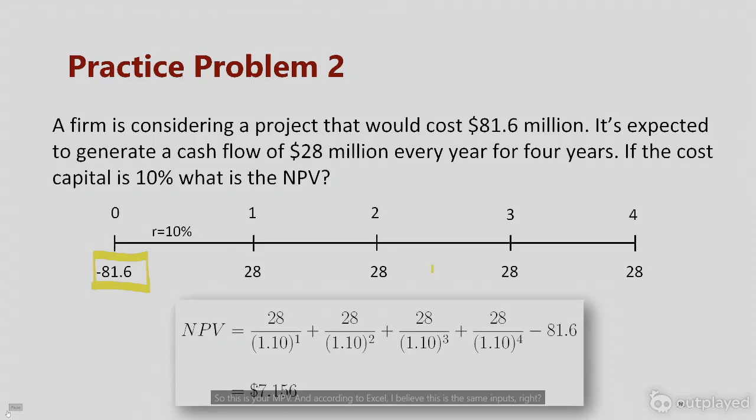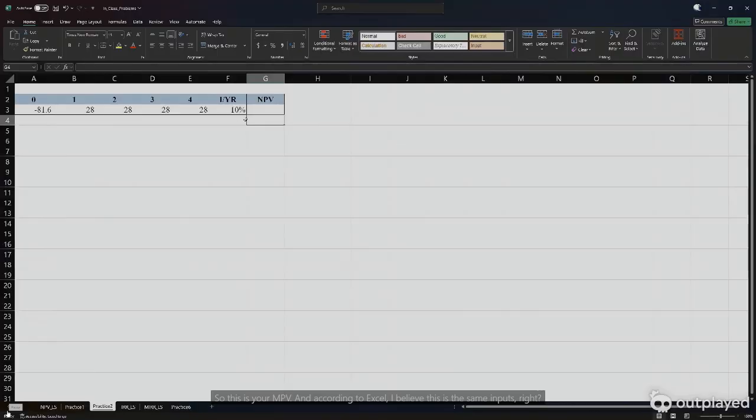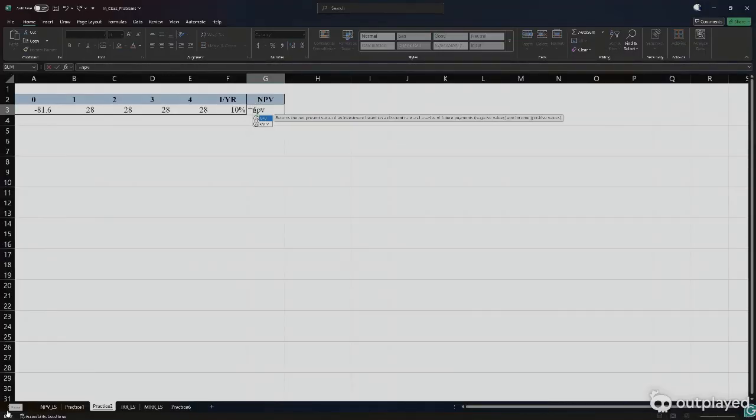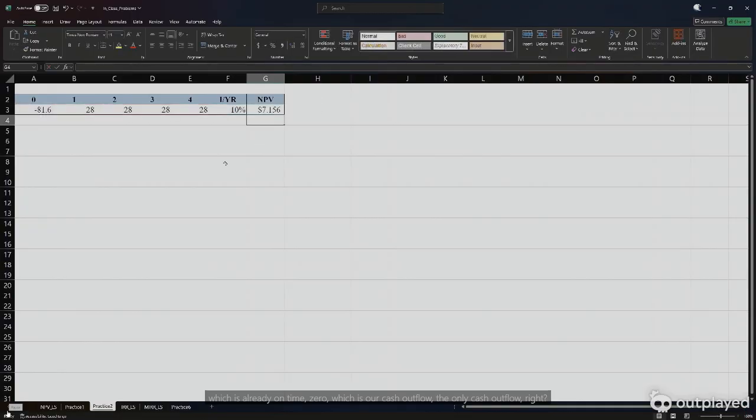So this is your NPV. And according to Excel, I believe these are the same inputs. So use your NPV function under the 10% interest rate, but always remember to include only those cash flows that should be discounted back, except in this case 81.6, which is already at time zero, our cash outflow, the only cash outflow.